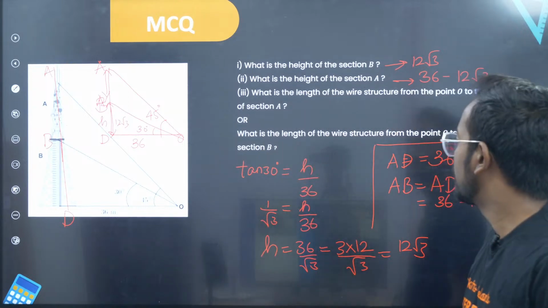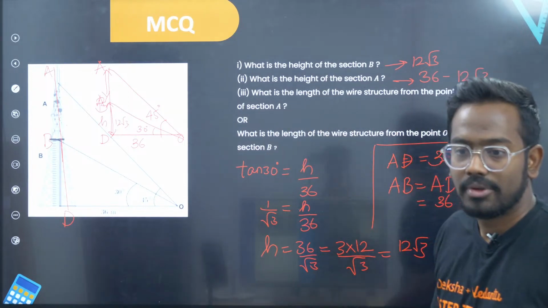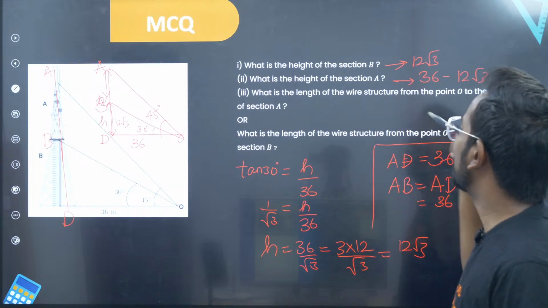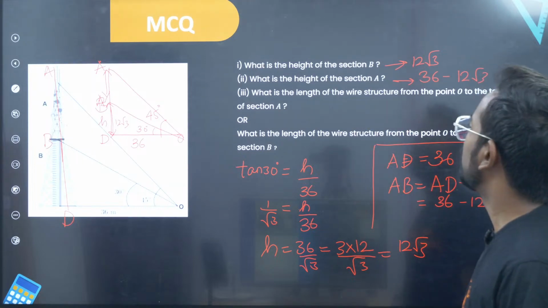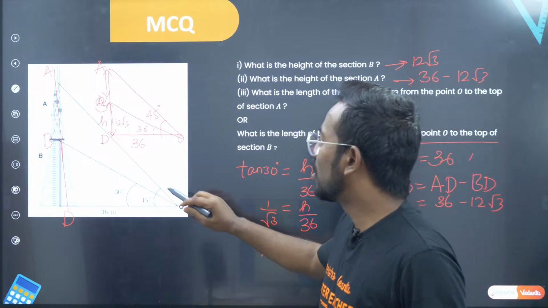Well done, Nidhi. Super. So the last two parts that you have, what is the length of the wire structure from the point O to the top of A? So from O to A they've asked.